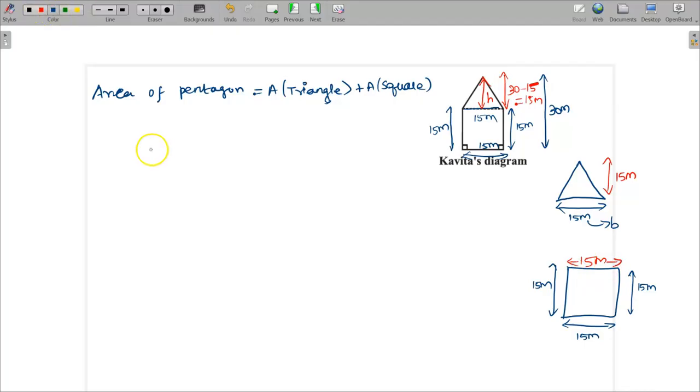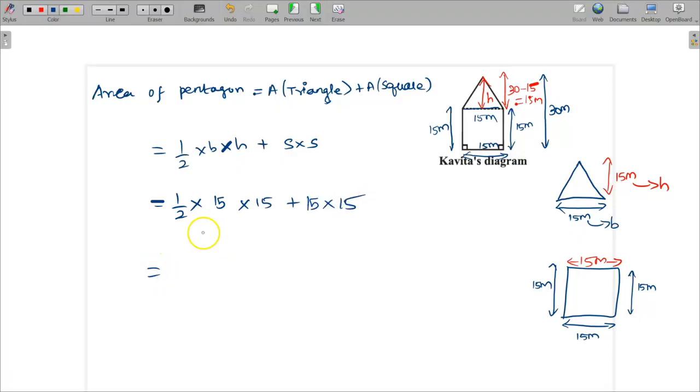So we can now apply the formula. What is the area of a triangle? Half into base into height. What is the area of a square? Side into side. So 1 by 2 into, what is the base? 15. What is the height? Height is also 15. So 15 into 15 plus, what is the side here? 15. Another side is also 15. So I have 1 by 2 into 15 into 15 it is 225 plus 15 into 15 it is 225.